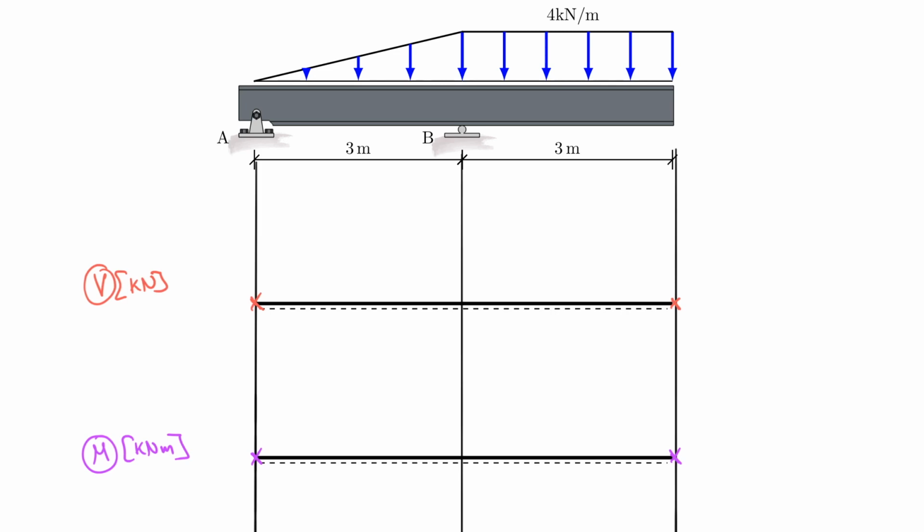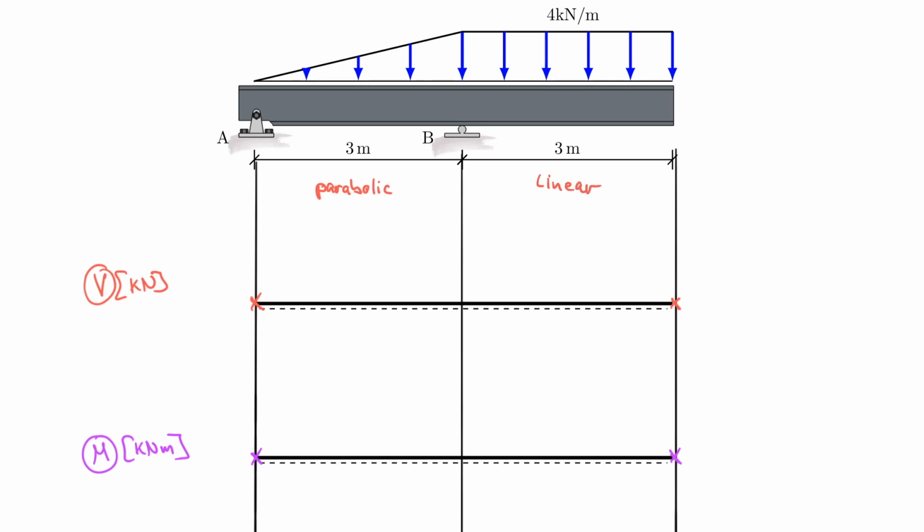Now, what else do I know? I know that I have a distributed force that is non-evenly distributed and an evenly distributed force. So that means I know what's going to happen here and I know what's going to happen here. Let's actually indicate that, and let's say that I end up with a parabolic function here, and I will have a linear function in this region.